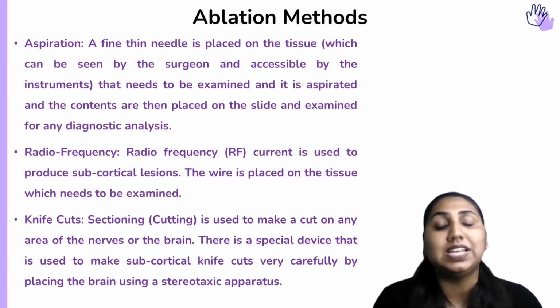Then come knife cuts, or sectioning. When we talk about sectioning or cutting, this is used to make a cut on any area of the nerves or the brain. So aspiration is a thin needle, radio frequency is current, and knife cuts is cutting or sectioning. Here a special device is used to make subcortical knife cuts, and very carefully you would place a stereotaxic apparatus.